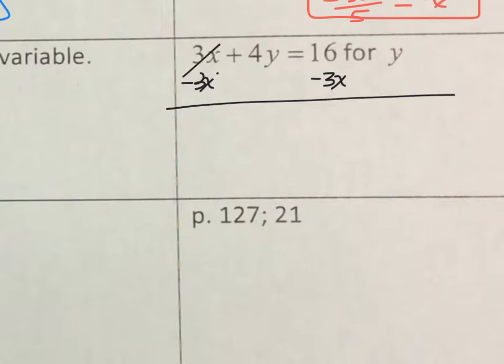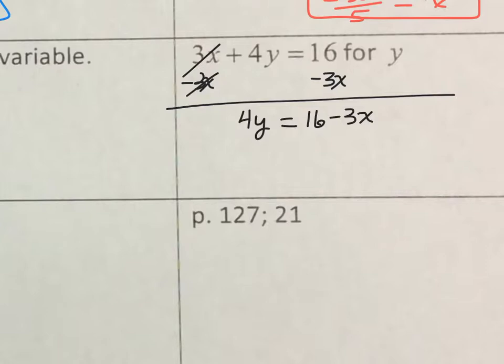And then those will cancel, and we'll have 4y is equal to 16 minus 3x. We can't combine those because they're not like terms. Yes, ma'am. Okay, so would it be wrong if you put minus 3x plus 16? Nope. Either way, it's the same, just as right as what I got.